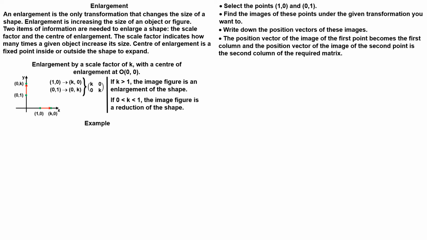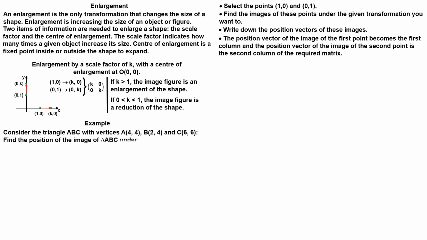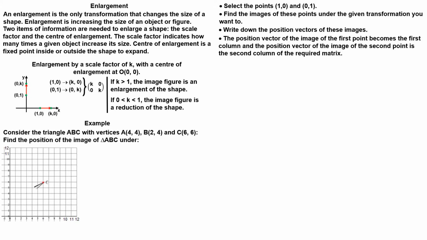Example. Consider the triangle ABC with vertices A, B, and C. Find the position of the image of triangle ABC under an enlargement with center of origin and scale factor k equals 2.